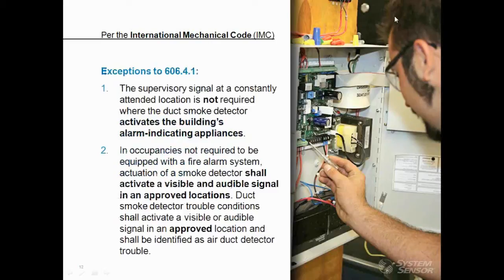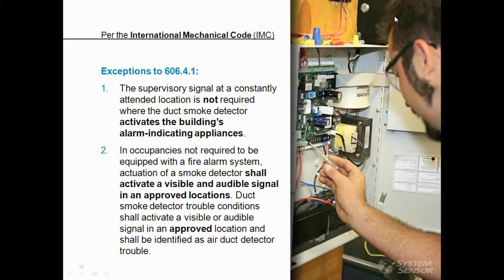The first one is if the duct smoke detector is wired so that it activates the building notification system, it does not have to send a supervisory signal to the panel. But here it's important to keep in mind that in this scenario, you would be evacuating the building instead of just sending a supervisory signal. So at least in my experience, I haven't seen that done.